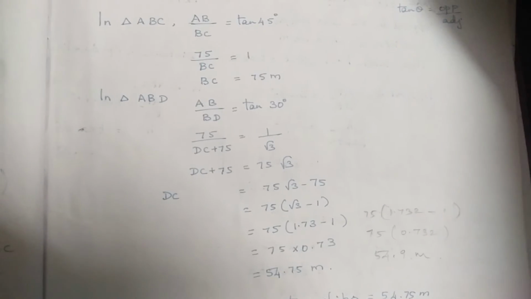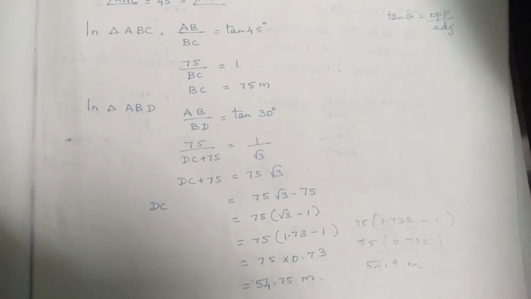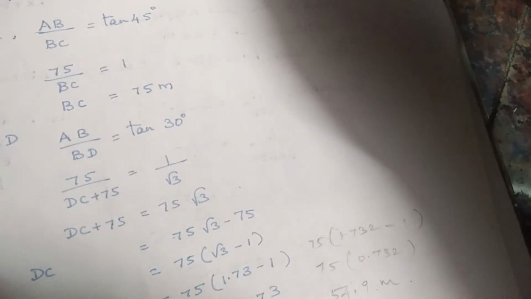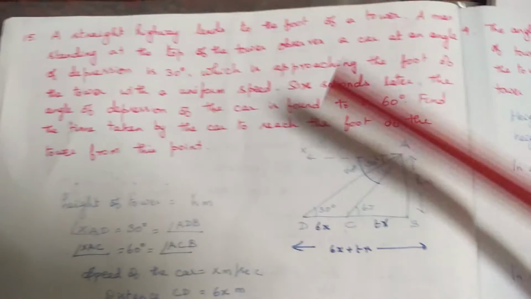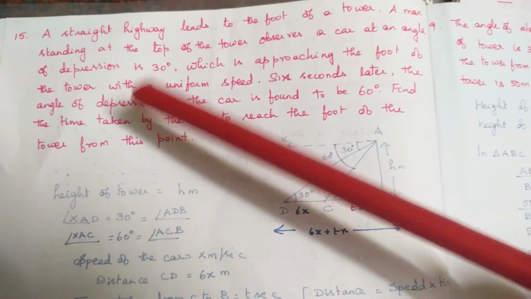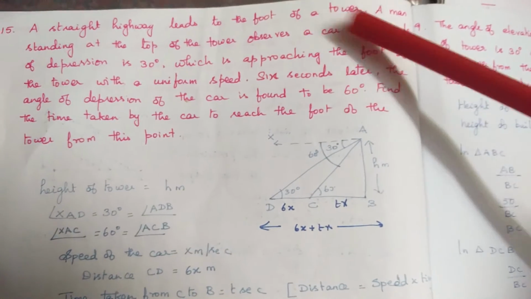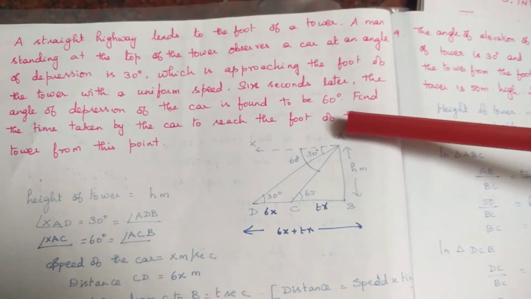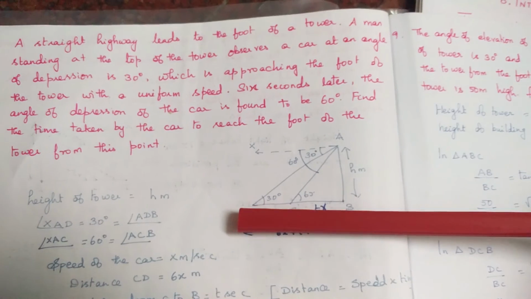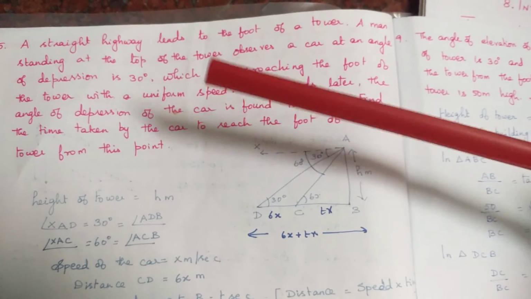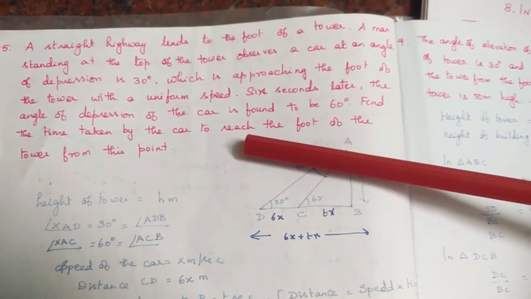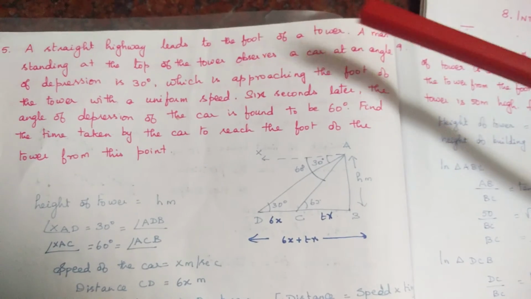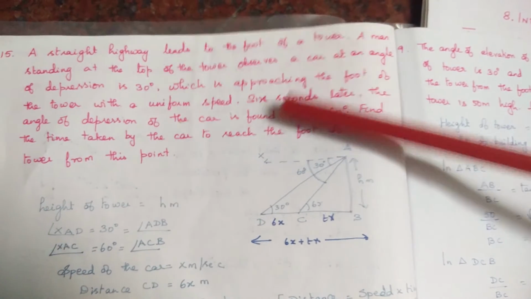Okay, then the next question. A straight highway leads to the foot of the tower. A man standing at the top of the tower observes a car at an angle of depression of 30 degree. So the top of the tower is there, from that a man sees the car at 30 degree depression, which is approaching the foot of the tower with a uniform speed. 6 seconds later, the angle of depression of the car is found to be 60 degree.